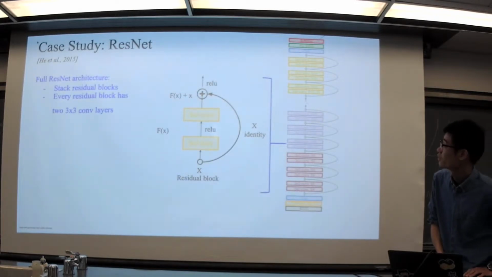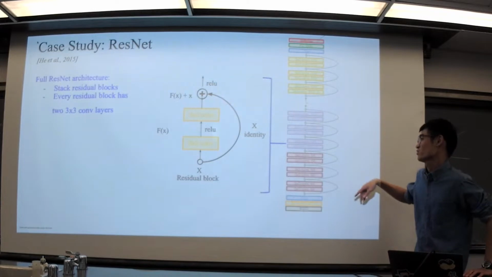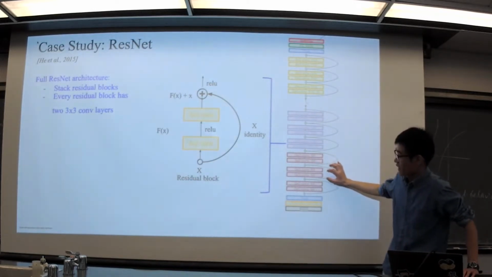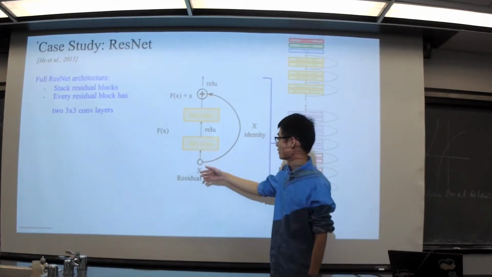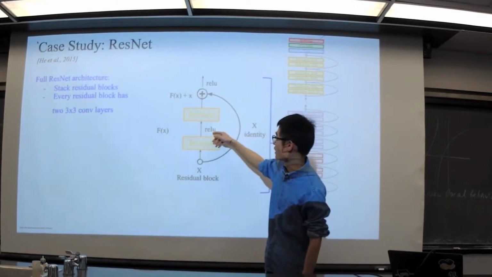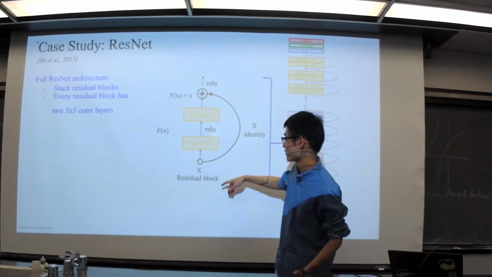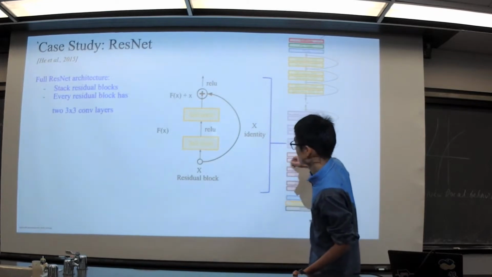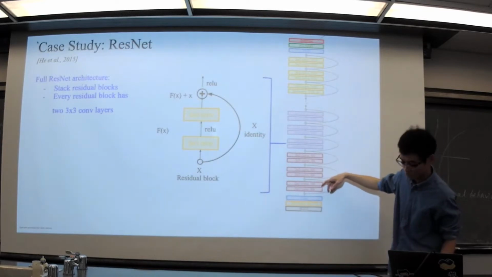Here's the full ResNet architecture. At this version, actually a very early version, every residue block has two 3x3 convolutional layers and ReLU. This is their alpha version ResNet block. And they put these residue blocks together like this, only changing the channels.